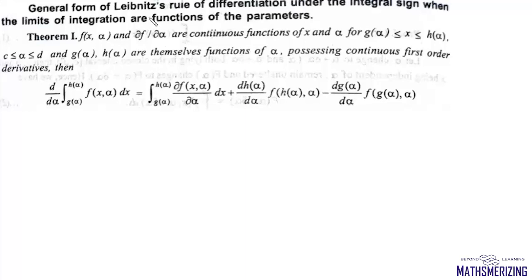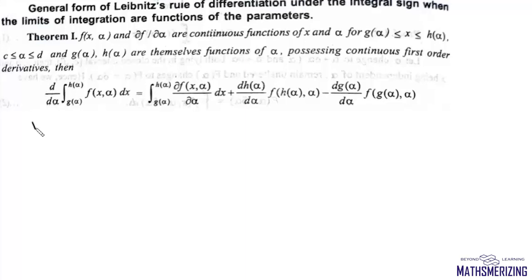Today we'll discuss Leibniz rule of differentiation under the integral sign when the limits of integration are functions of the parameter. Sometimes we also call this formula the Newton-Leibniz integral formula. Given here is the general form of the formula. First I'll write two simple forms, and then we'll come to this general form, and we'll also prove this general formula.